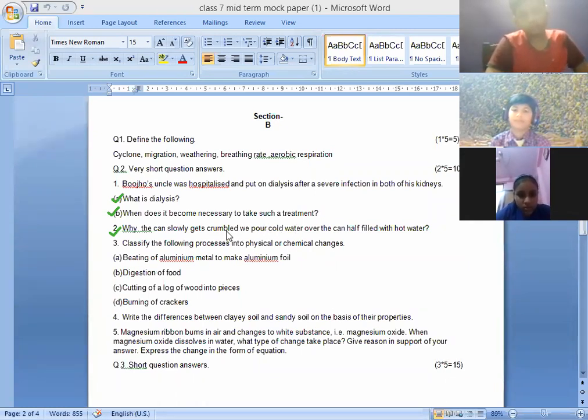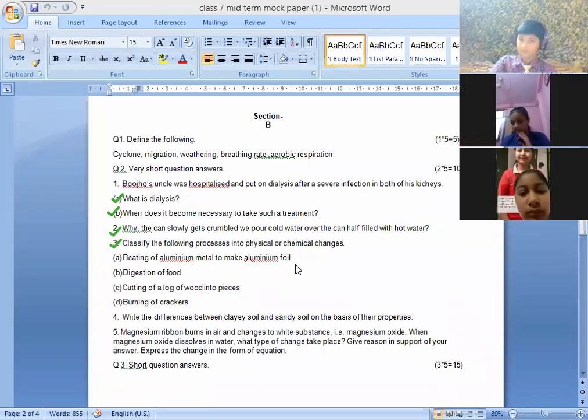So children, this complete activity is in your book, but you have to write down the reason, not the complete activity. Okay. Next, question number 3. Classify the following processes as a physical or a chemical change. Beating of aluminium metal to make aluminium foil. Yes, Abhigyan, unmute. What can be the answer for it?